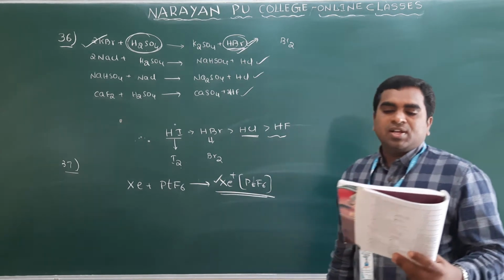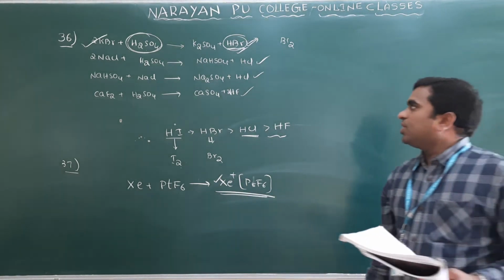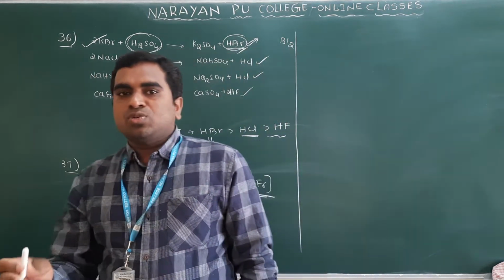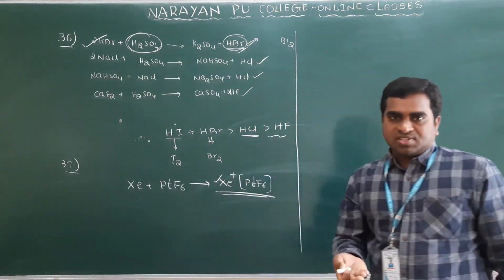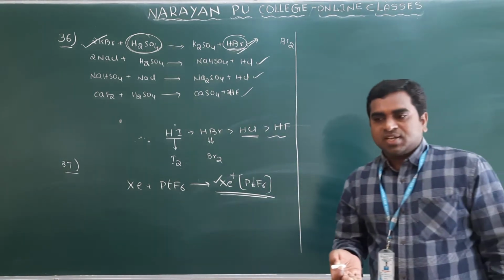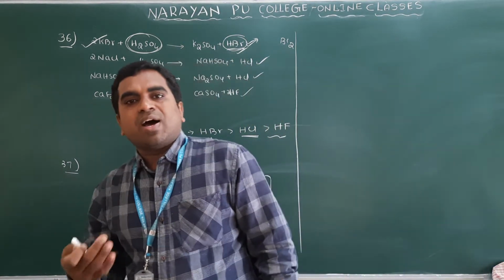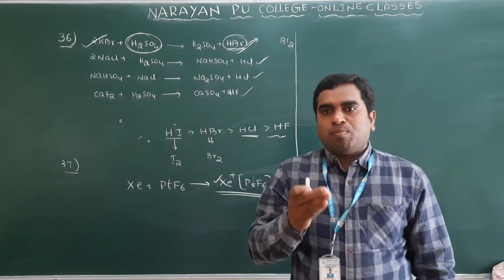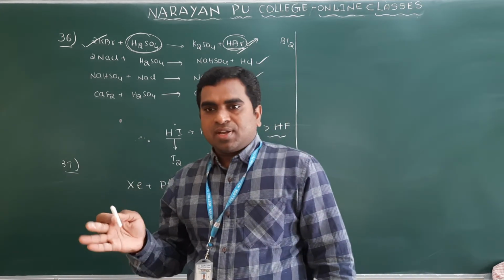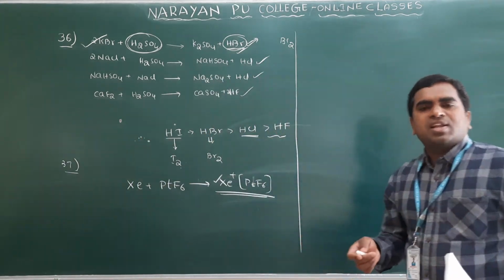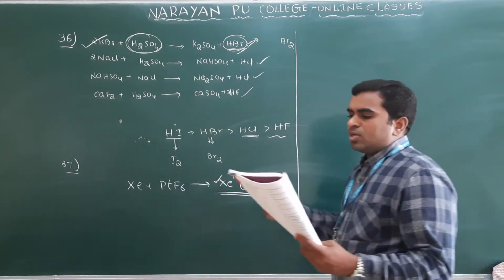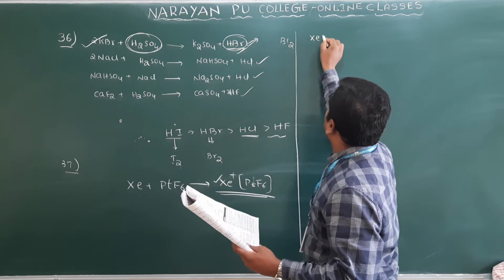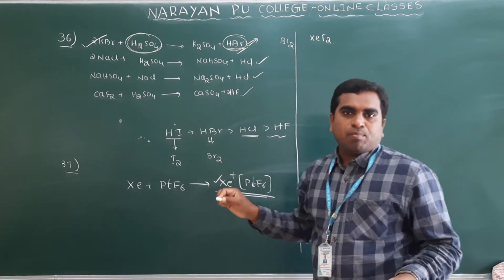Which of the following two are isostructural? Very important, I already said. Isostructural means what? They should have the same structures, same shapes, you can say. The molecules have the same shape when they have equal bond pairs and lone pairs. So calculate the bond pairs and lone pairs, then you can easily understand. See, first one is XeF2. I already mentioned how to calculate the bond pairs and lone pairs.